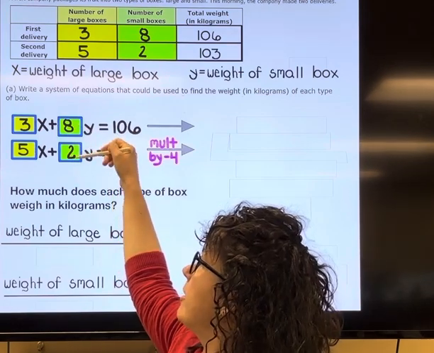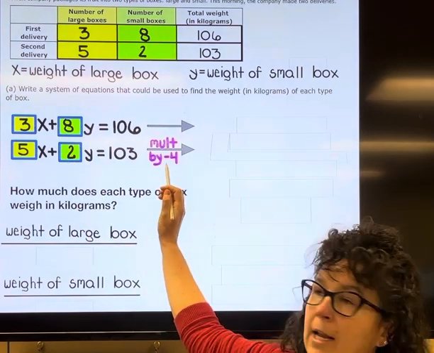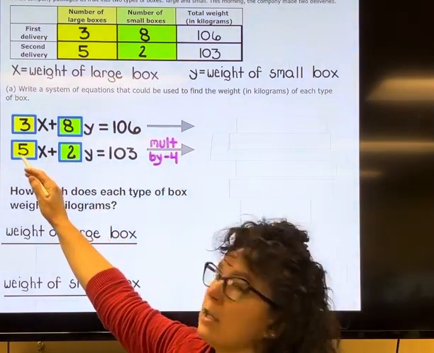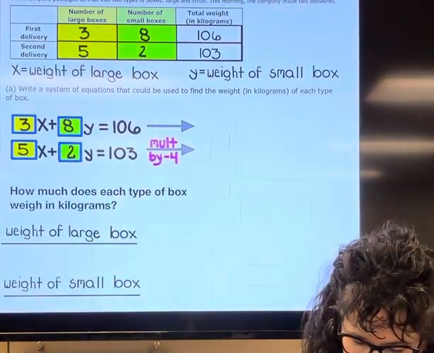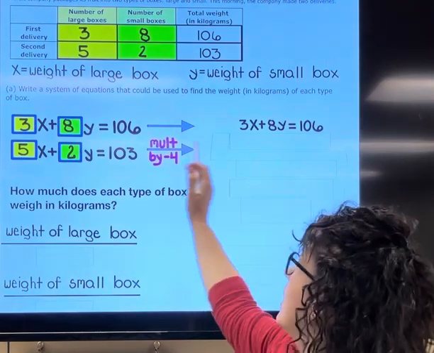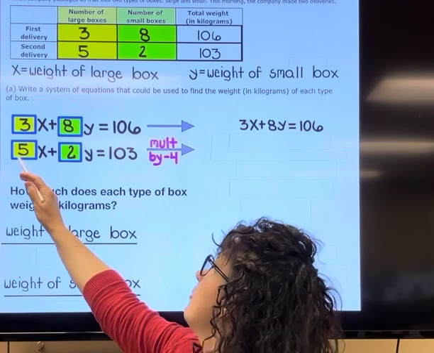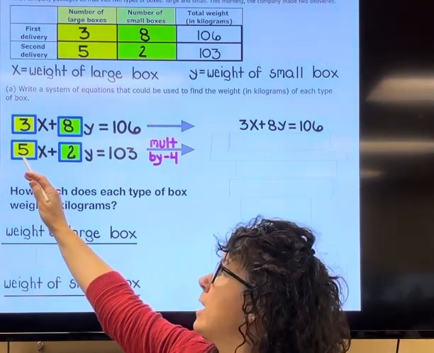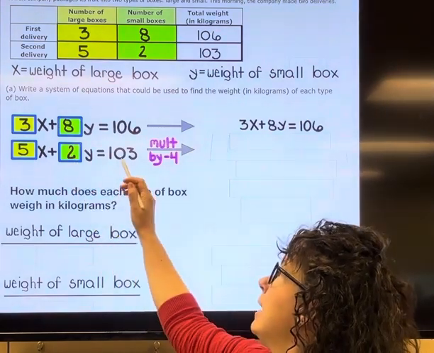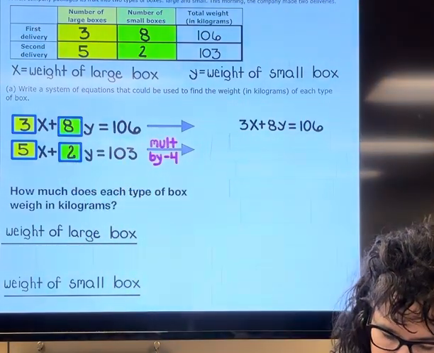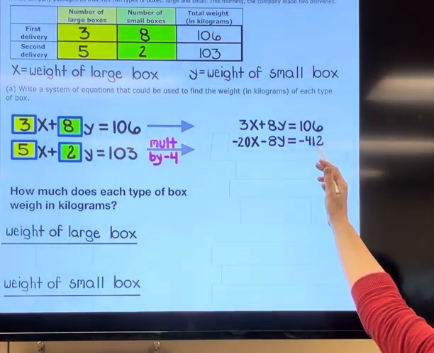Seems easier to go with the 8 and the 2. So I can turn that into a -8 by multiplying by -4. But whatever I do to the left side of the equation, I'm going to have to do to the right. I'm not going to change anything about the first equation, so I just rewrote it. And then this one, 5 multiplied by -4 makes that -20x. 2 multiplied by -4 is -8y. And then 103 multiplied by -4 is -412.